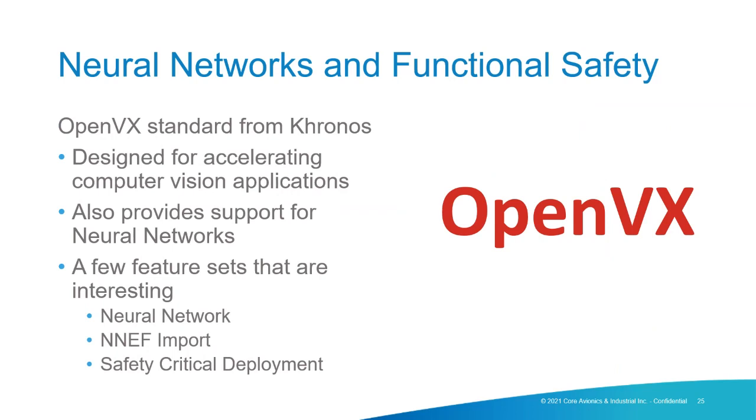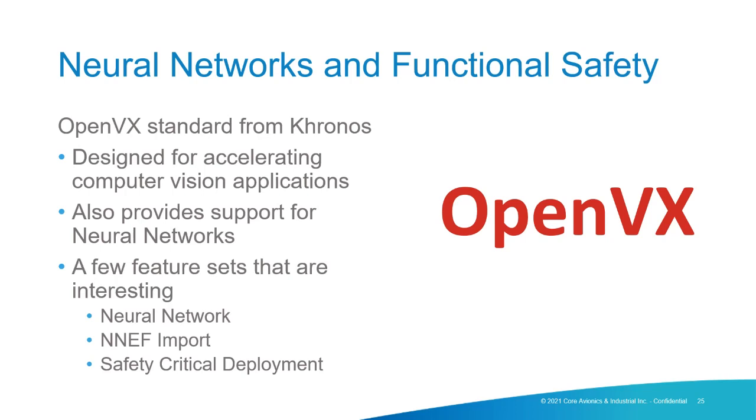So an interesting standard that has recently emerged is the OpenVX standard from Khronos. If those of you not familiar with Khronos, I'll touch a little bit more on them in the next slide. But it's a standard developed by Khronos that's designed for accelerating computer vision applications. So its core focus is on classical computer vision and modern computer vision. So it provides a number of classical filtering operations, but what's more interesting to us right now when we're talking about functional safety and neural networks is that it actually has a neural network feature set.